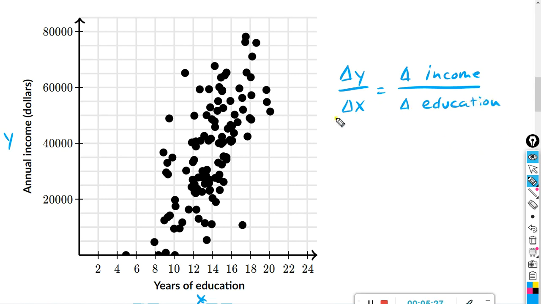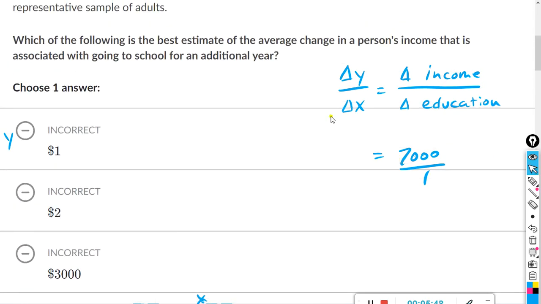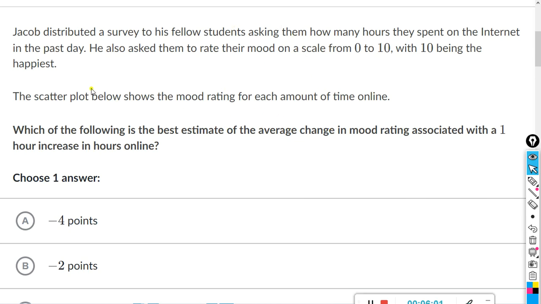Okay, and we got a slope of 7,000, or close to that, which is the same as 7,000 over 1. So what that slope says is every time the education goes up by 1 year, the income goes up by 7,000. Okay, and that's basically what they asked: the average change in a person's income that is associated with going to school for an additional year. Okay, so again, you don't have to read the write-up. They're all about the slope.